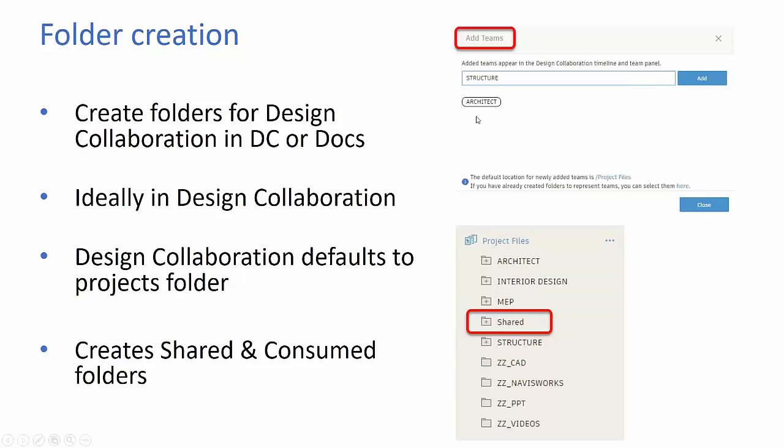As I go through and add the different personas, the architect, interior design, MEP, it will create the shared folder, and you'll see a little plus sign next to them, meaning they're set up for design collaboration. You can also create just standard folders here for non-Revit files. This is just for things like Desktop Connector, so for Navisworks NWC cache files or CAD files. All of this can be located in that project file location as well.